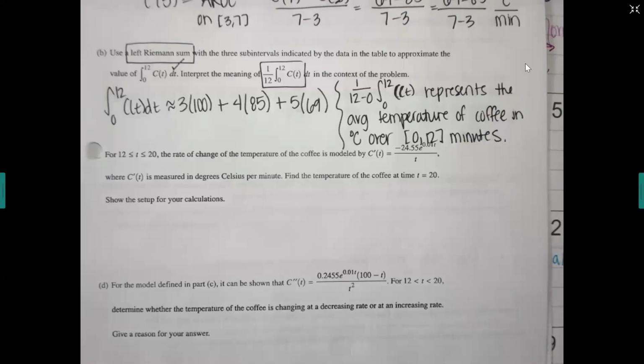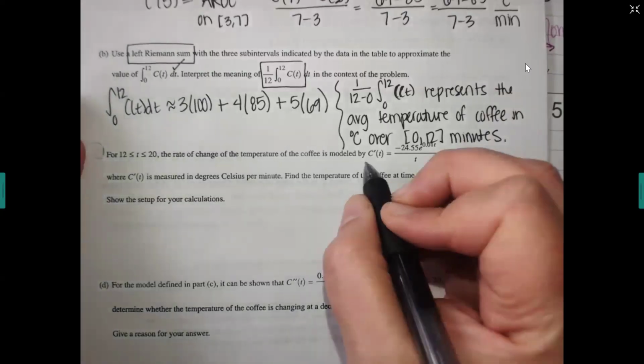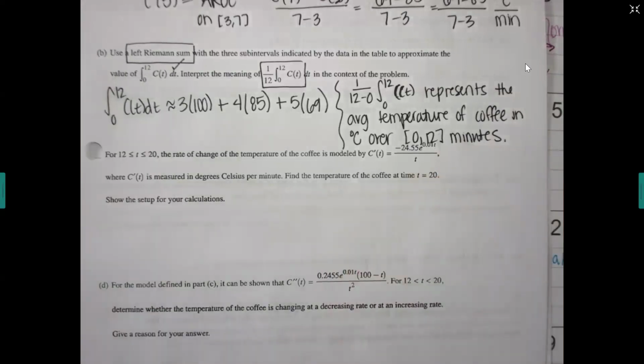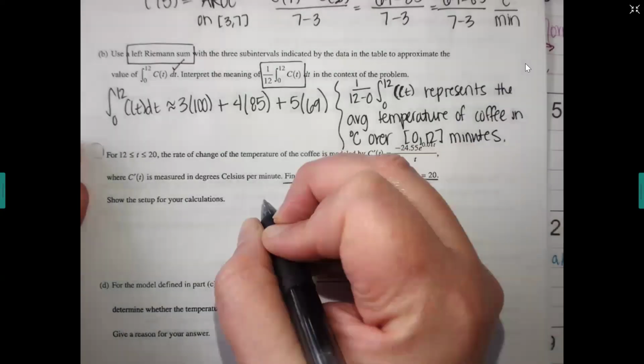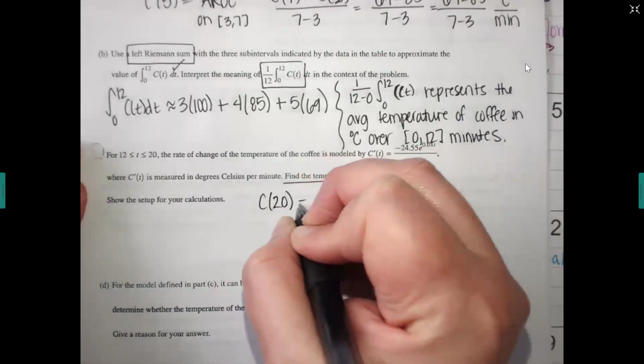So if I have C prime, and I want to go back to the temperature of the coffee, am I doing a Y value, a derivative, or an antiderivative? Anti, because this is C prime, and I want to go back to regular C, which is how hot the coffee is. So I'm going to put, I want the coffee at 20.